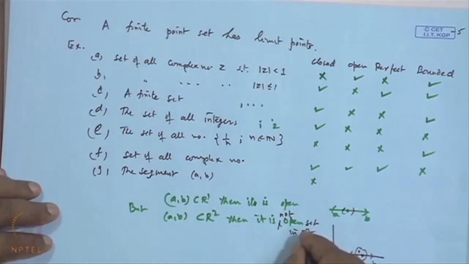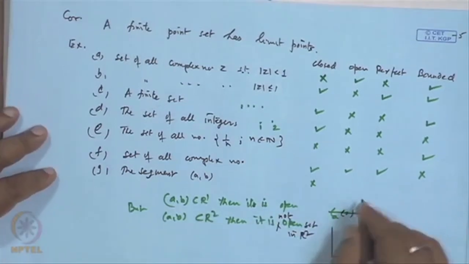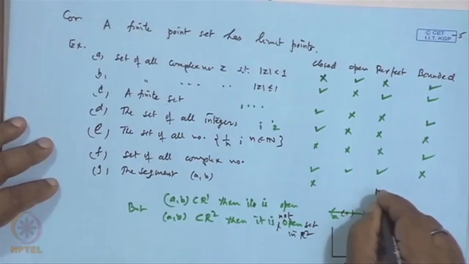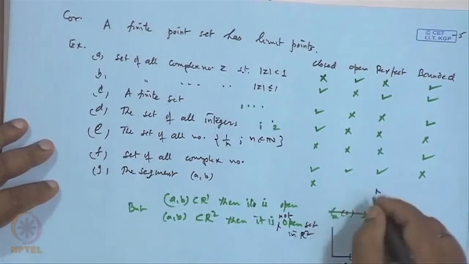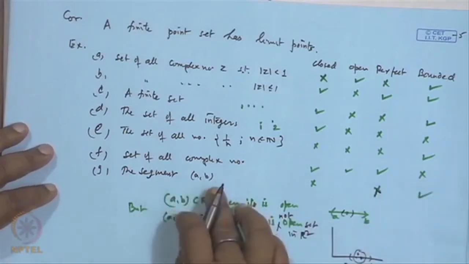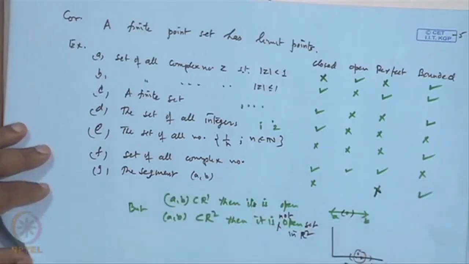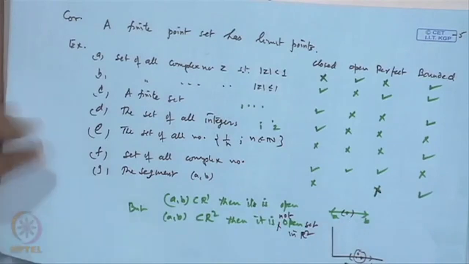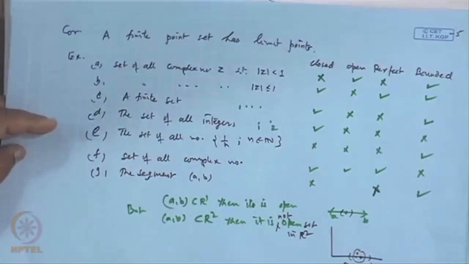So, that is important for this. So, that is why we are not here. And further, perfectness is not there. So, we can say across, and then bounded, yes, because its bound is AB. Whatever the topology you take, it is bounded. So, this way we can identify.